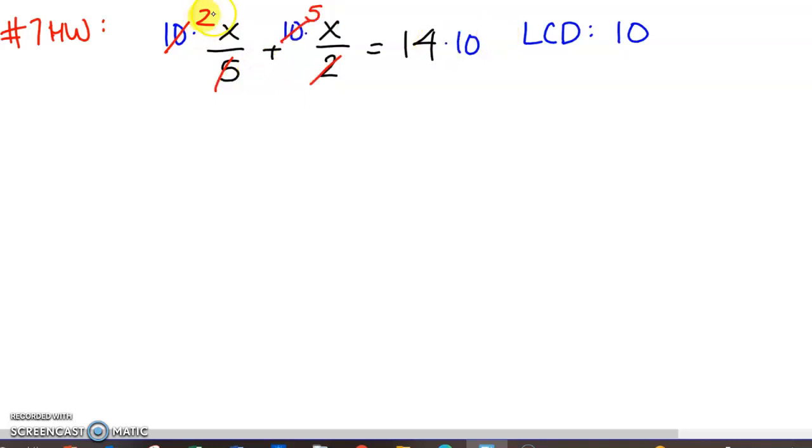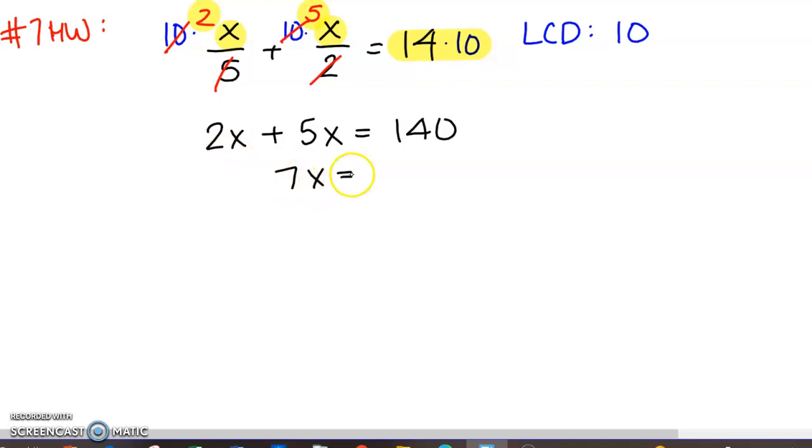So I'll highlight again the things that we have left once everything's canceled. So we have 2 times x, 2x, plus, because that's a plus, 5 times x equals 140. 2x plus 5x is 7x. That equals 140. Then I divide both sides by 7, and x equals 20.